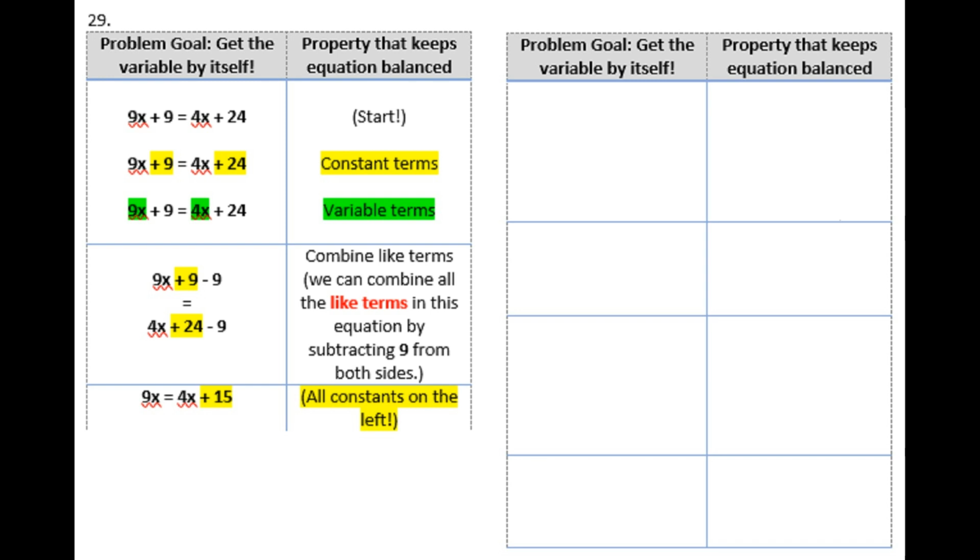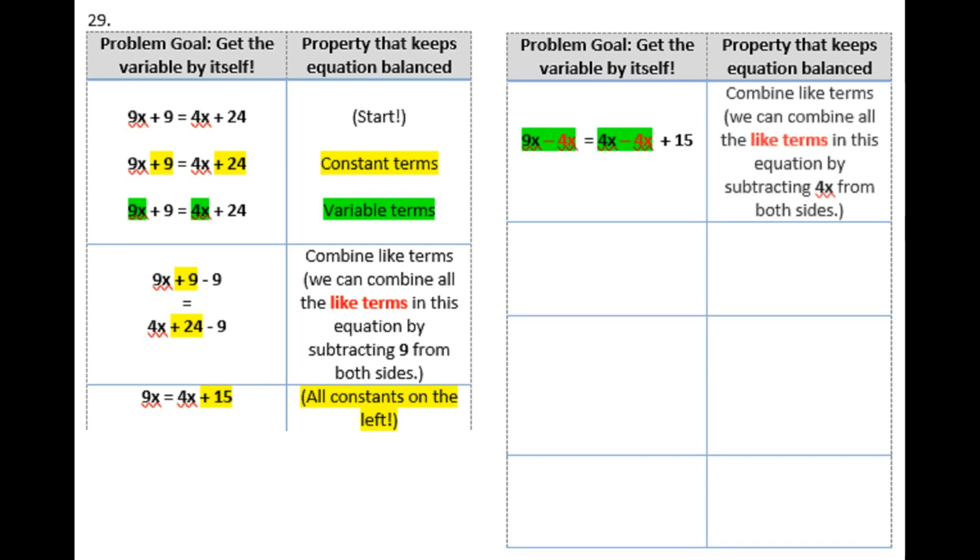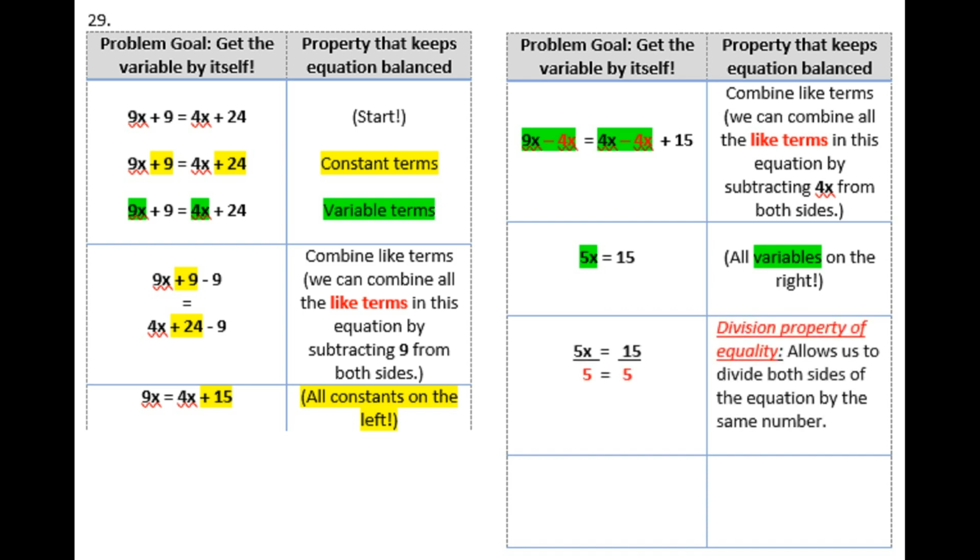And now you'll see here that I said that all the constants are on the left. Well, that's a mistake. The 15 is obviously on the right-hand side of this equation. So pretend that left right there says right. Yes, I make mistakes too. I am human. So going on to the next part, we have 9x minus 4x equals 4x minus 4x plus 15. What are we doing? We're subtracting 4x from both sides.